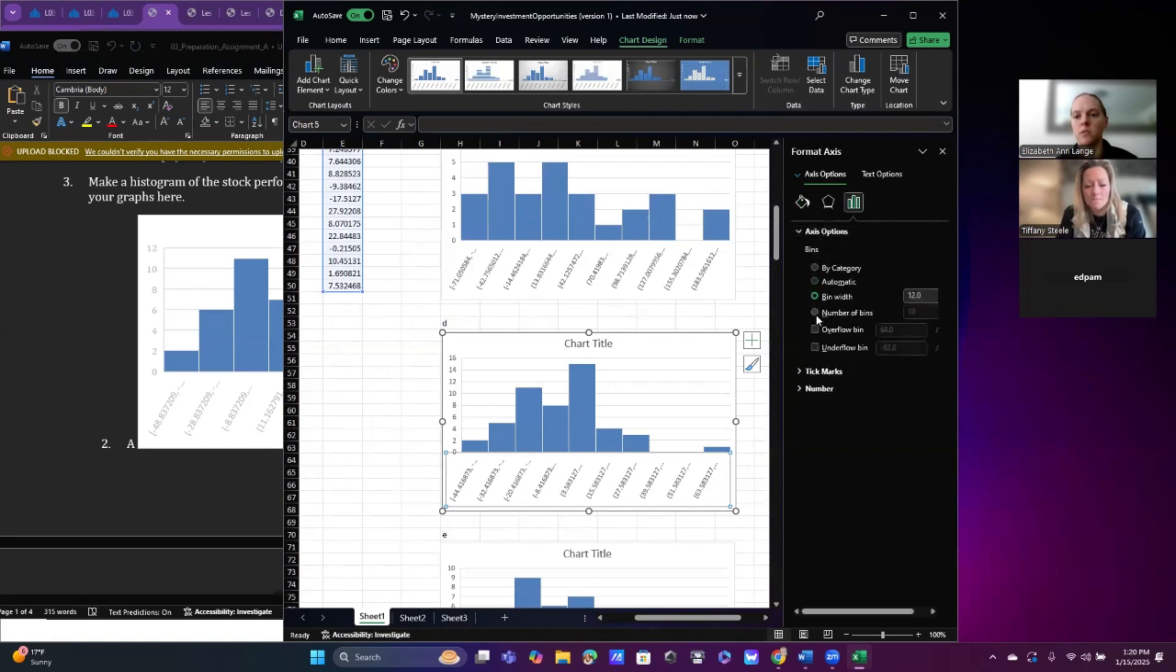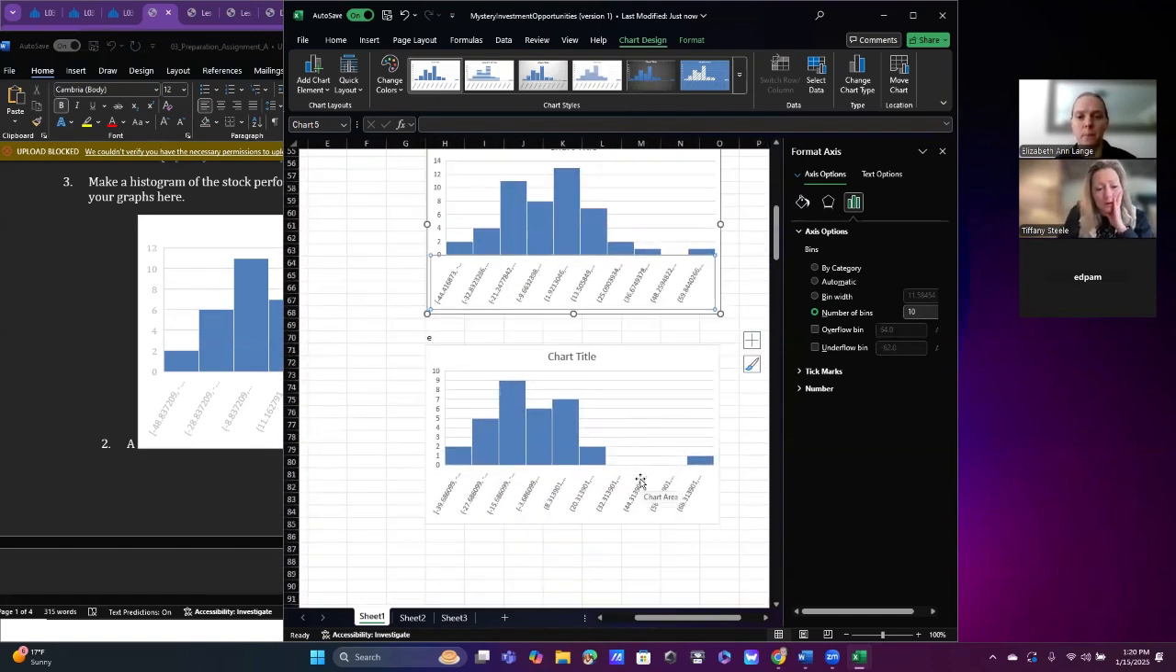Okay, there we go. I'm just going to leave my bin number at 10 for each of them. I feel like if you're comparing and contrasting, we want to keep things consistent. I don't know, that's what's so confusing.